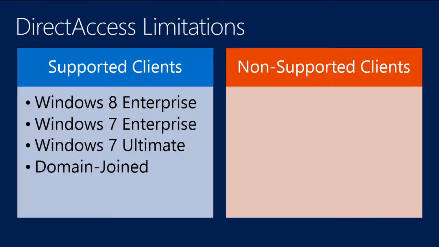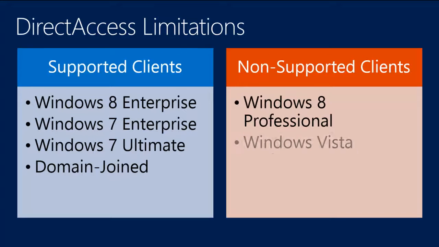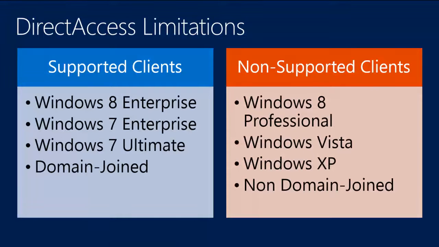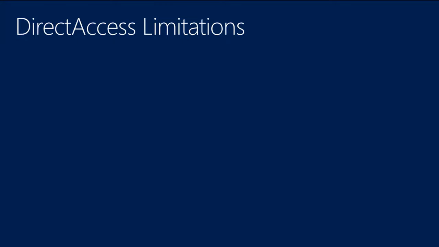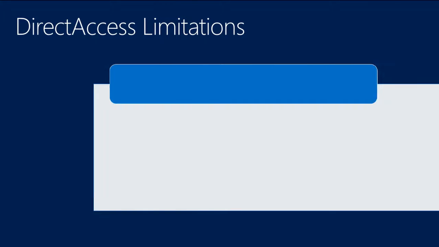So non-supported clients, intuitively, of course, are Windows 8 Professional, Windows Vista, Windows XP, anything that's non-domain joined. Your Surface RT won't work. Your Surface Pro will not work out of the box because it's running Professional Edition. Although if you can get Enterprise Edition running on that, it certainly works with DirectAccess, so that's always good. And I just bought my Surface Pro this week, so I'm going to be taking that home, and you can bet that one's going to have DirectAccess on it probably on Saturday afternoon.